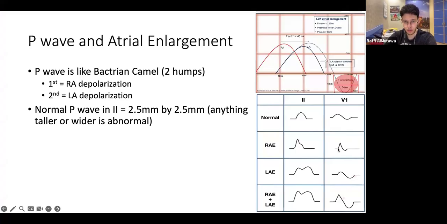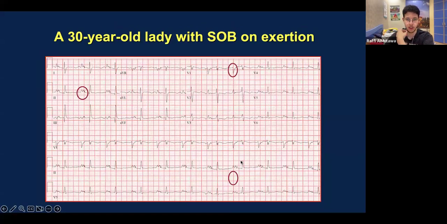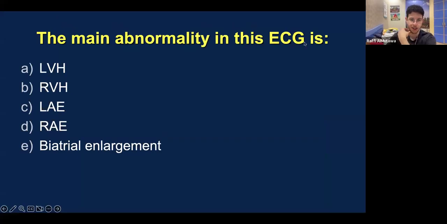So remember, the camel can be in left atrial enlargement or left atrial enlargement with right atrial enlargement. So if the V1 looks normal, left atrial enlargement. If the V1 looks like the one for right atrial enlargement, then it's left atrial enlargement with right atrial enlargement. So this is what they're trying to show. And it looks really weird. So here they're trying to ask you guys. And then this is biatrial enlargement.